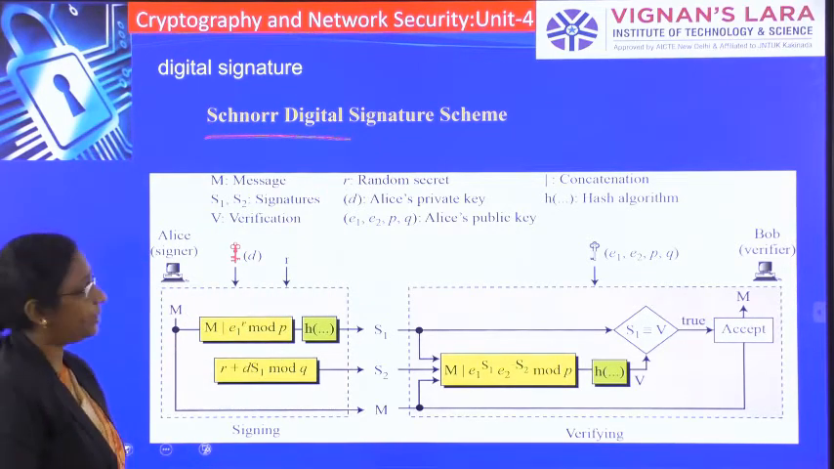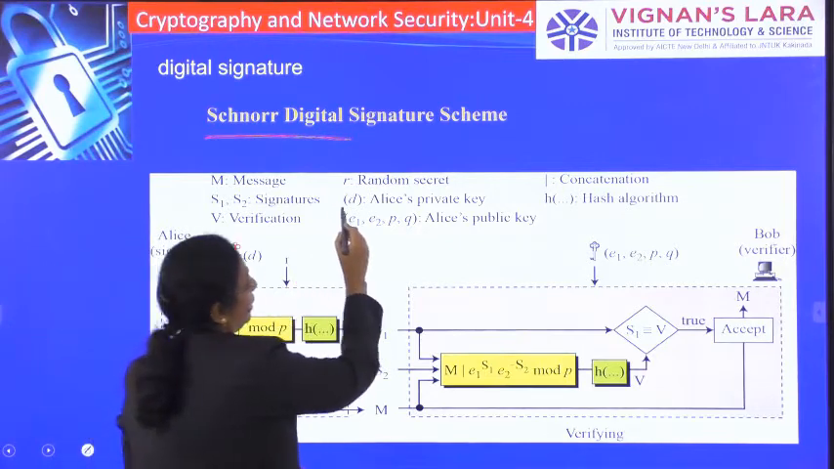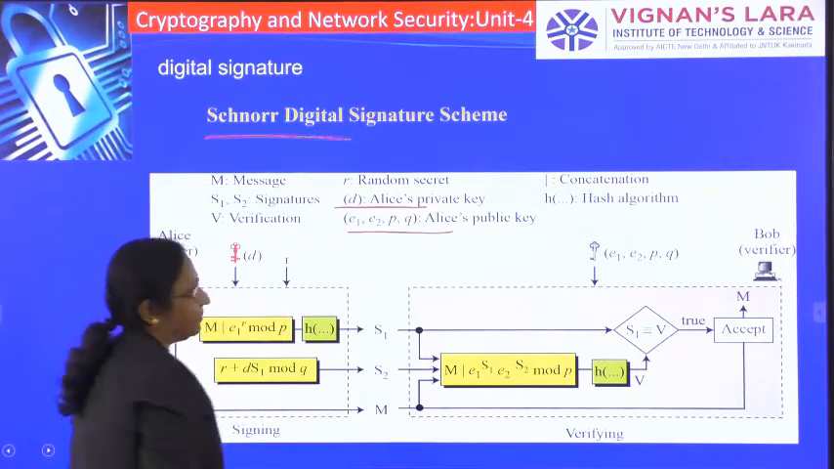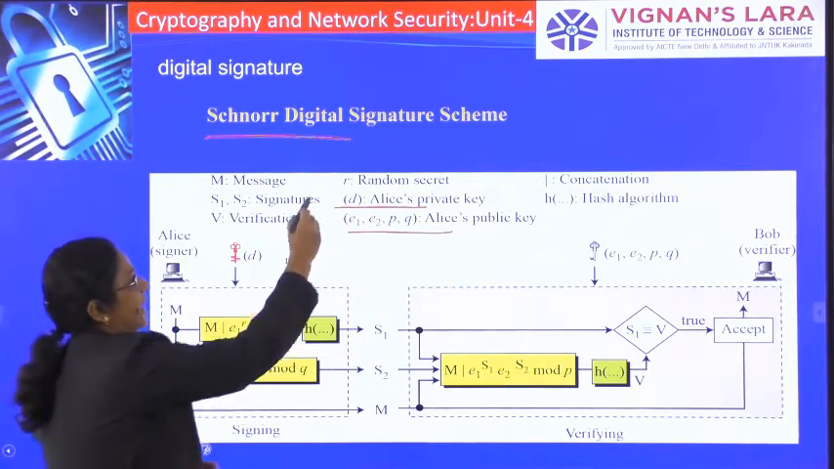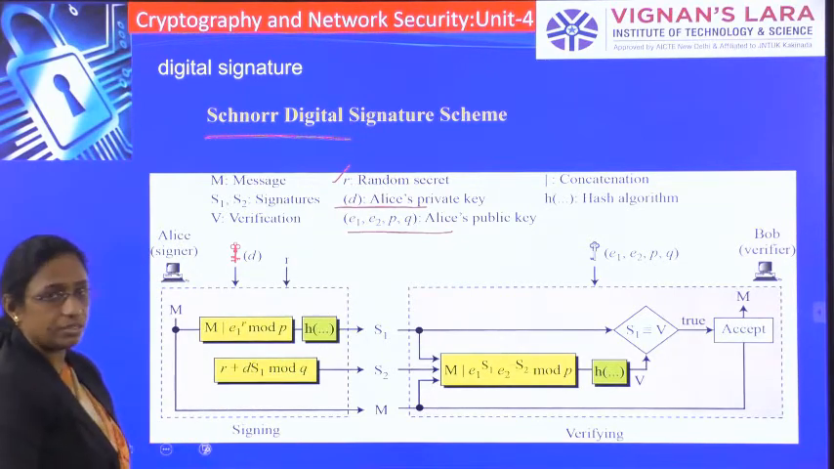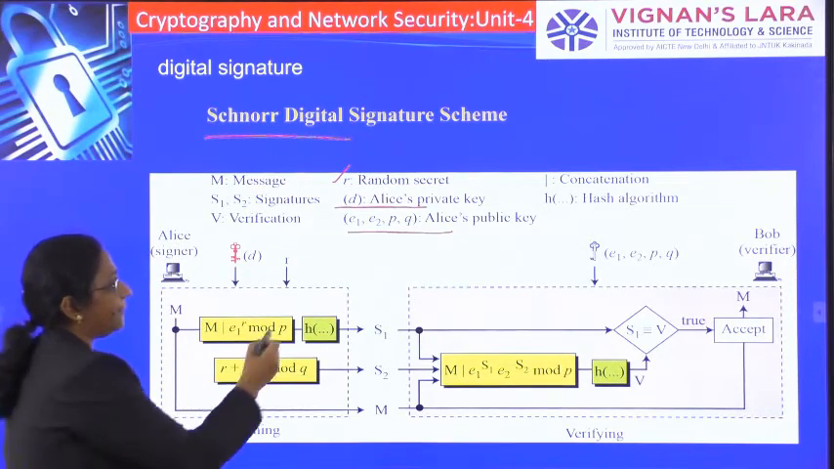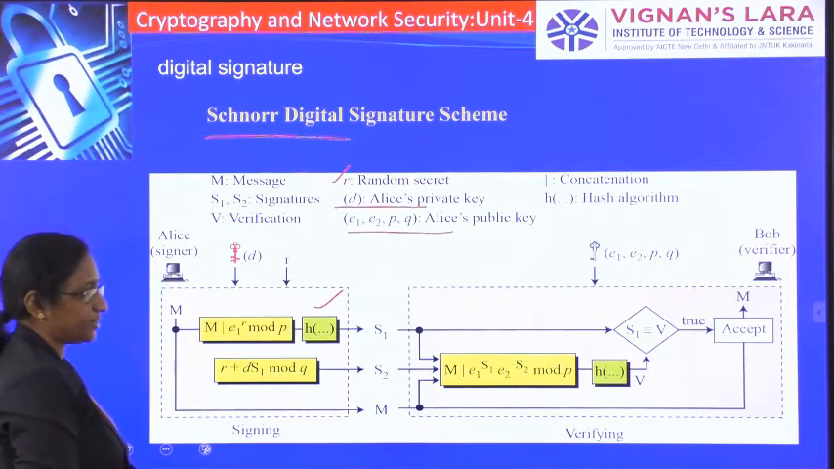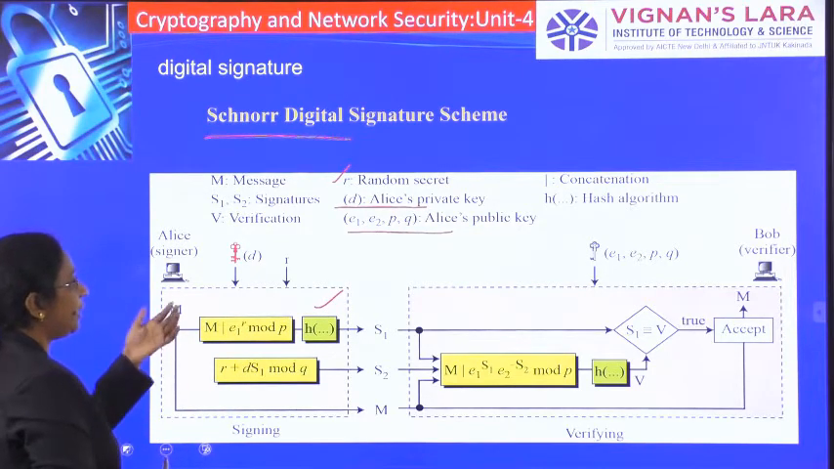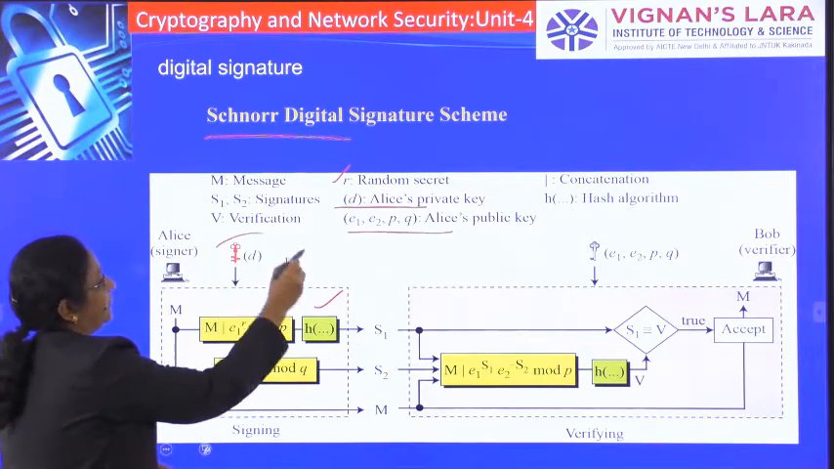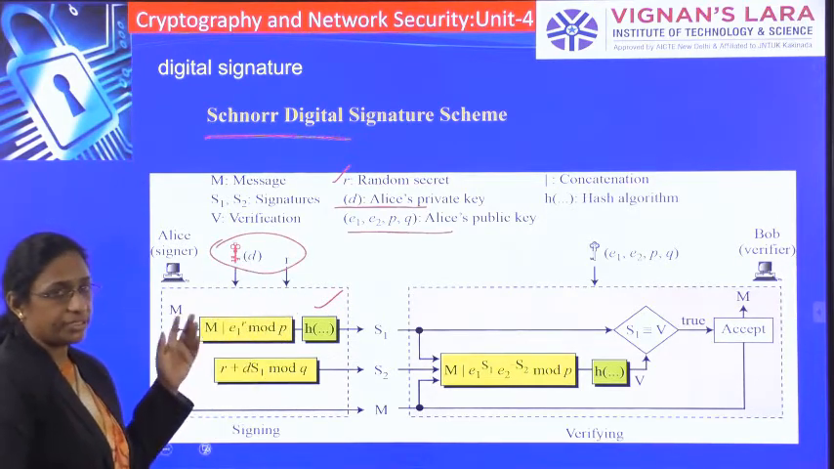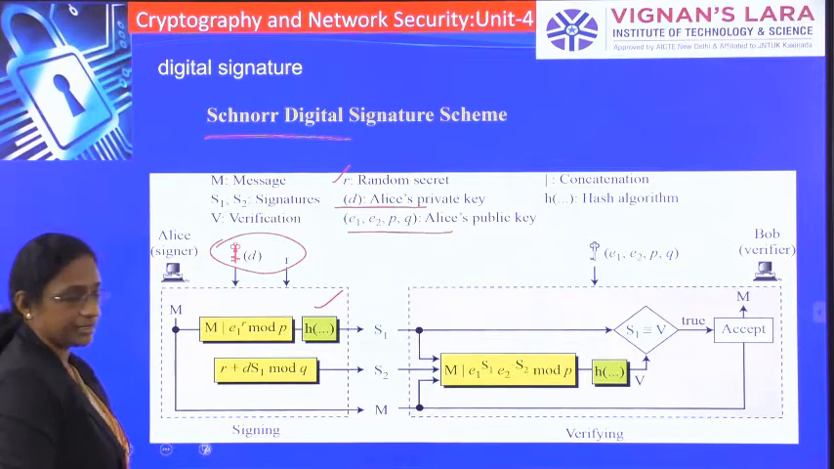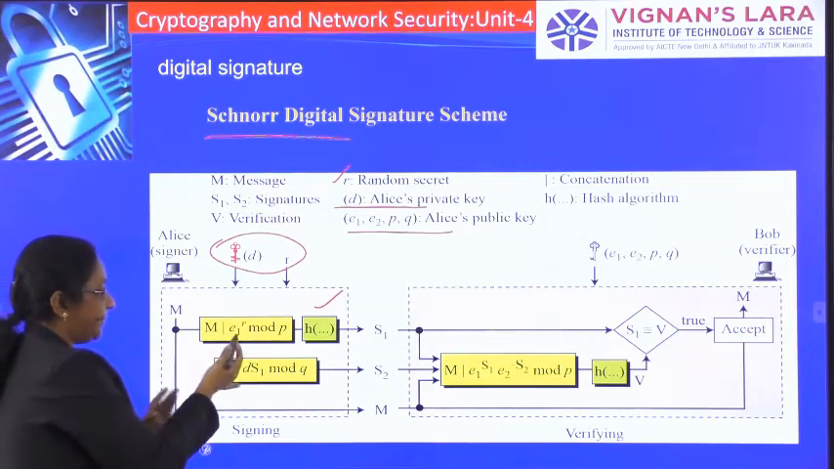Here also you will be having a private key and a public key, along with the random secret. Along with this, you will be applying a hash algorithm also. So the signing algorithm takes the private key and the random secret, and he will be appending.